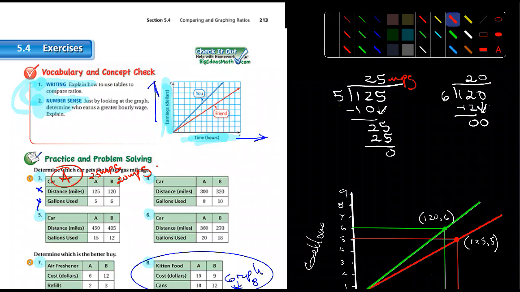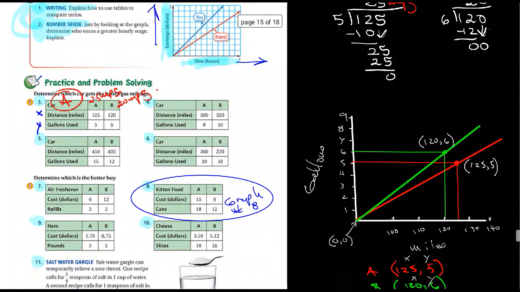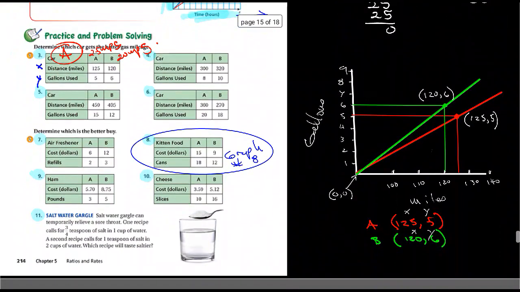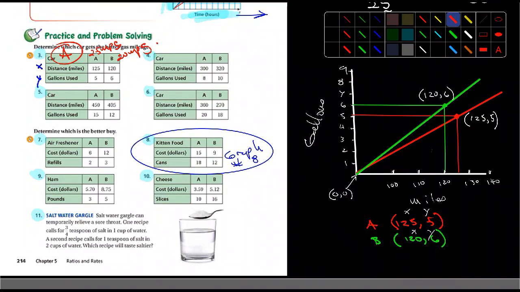Okay, questions on that? So that's what you guys do for 3, 4, 5, and 6. Just do the division and figure out which car gets better gas mileage. For 7, 8, 9, 10, it says determine which is the better buy. When you think about which is the better buy, yeah, the cheaper one per unit. In other words, you're kind of figuring out the unit rate.